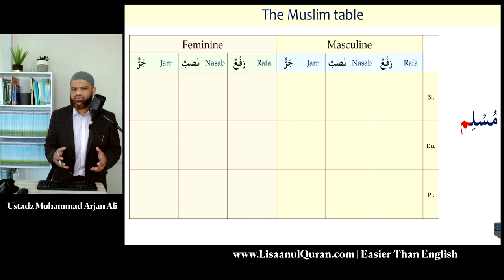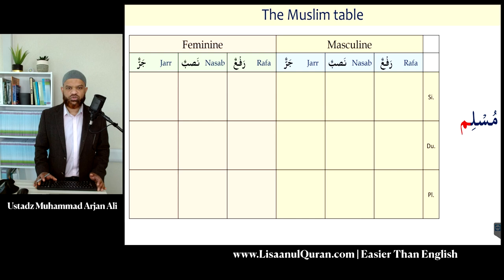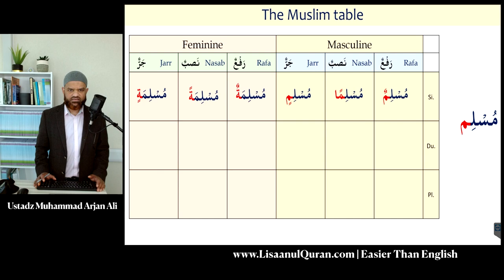So let's look at this word Muslim, which has no ending at the end. If I want to use the word Muslim in the Rafa version, I will say Muslimun, Nasab Musliman, and Muslimin. We've also been introduced to the female version of the word, Muslimatun, Rafa, Muslimatan, and Muslimatin. So 6 words, you can do that, alhamdulillah, many, many words as we progress through the course.